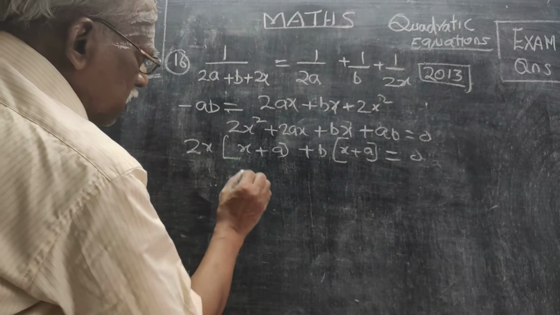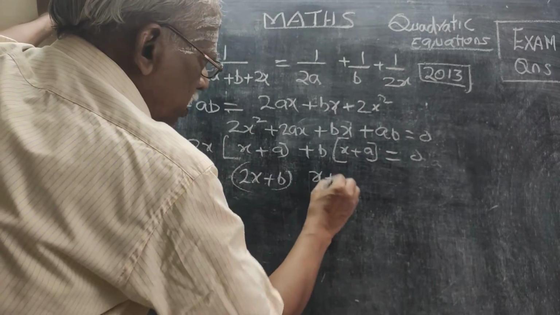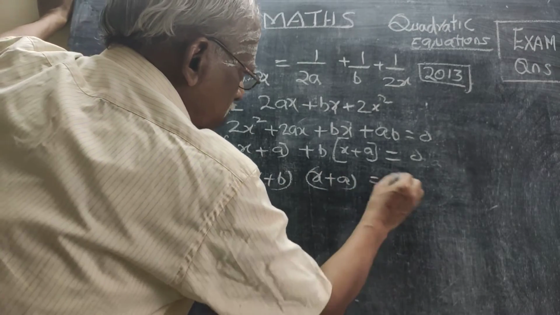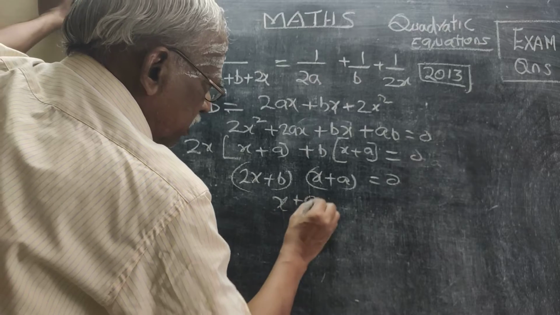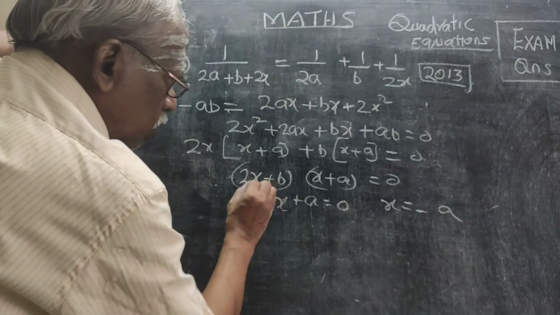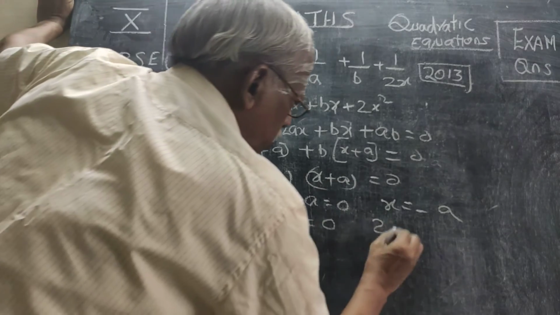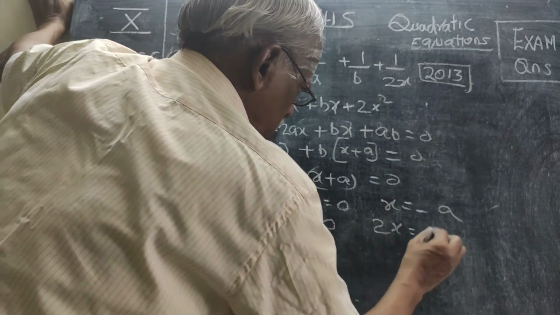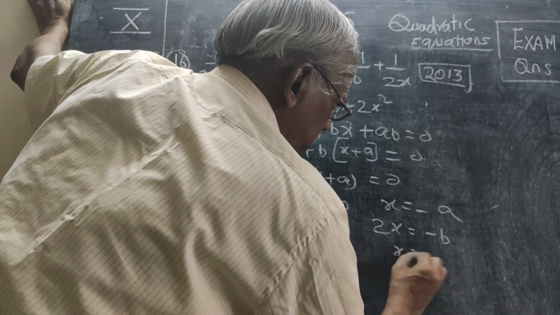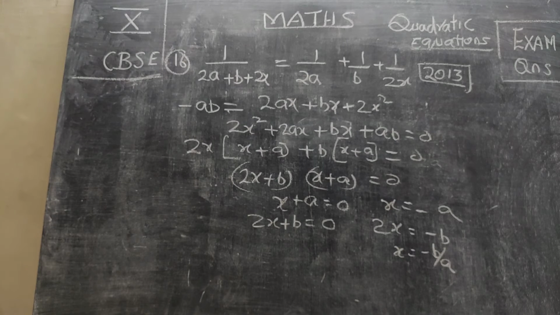So what is the answer now? (2x + b)(x + a) equal to 0, which means that x + a equal to 0, x equal to -a. 2x + b equal to 0, therefore 2x is equal to -b, so x is equal to -b by 2. So x equal to two values, -a and -b by 2.